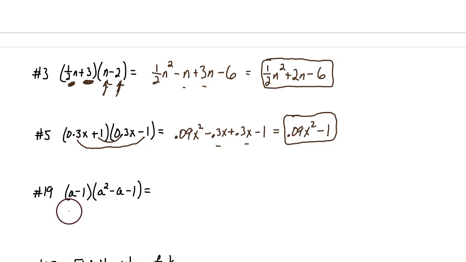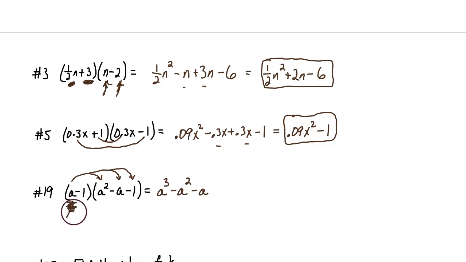Number 19 is a binomial times a trinomial. We're going to do this with the distributive property. Start with the first term in that parenthesis and distribute it to all three terms in the second polynomial. A times a squared is a cubed. A times negative a is negative a squared. A times negative 1 is negative a.